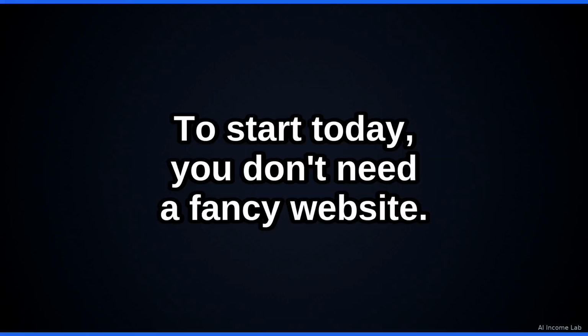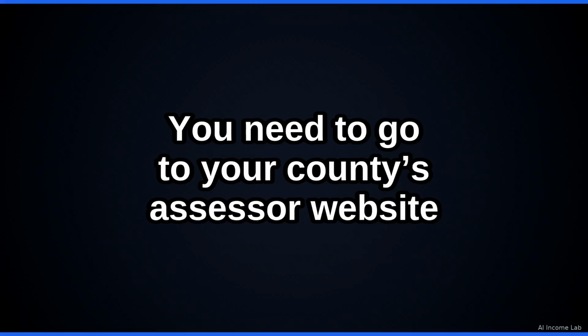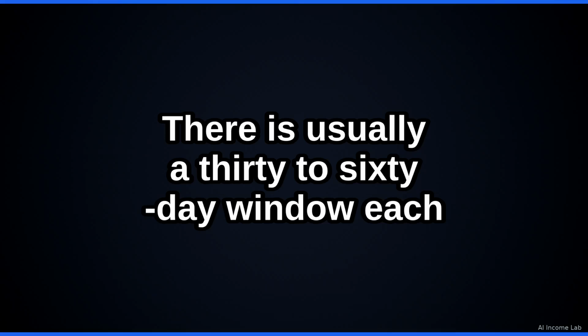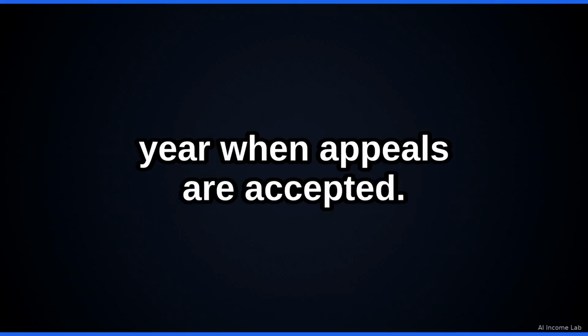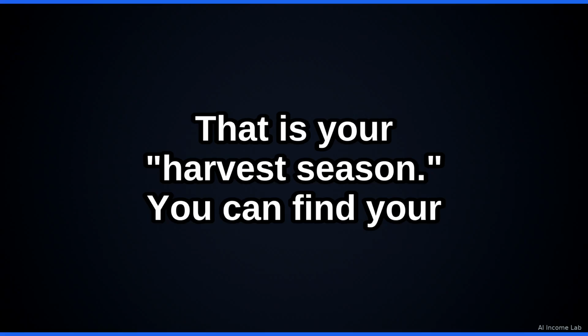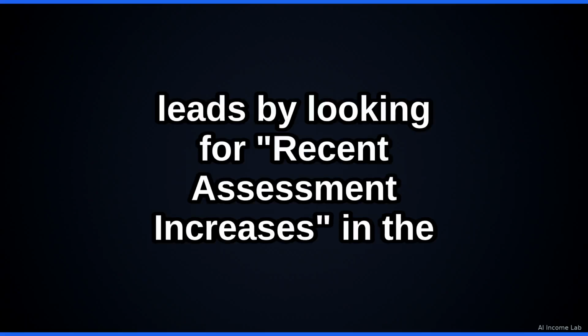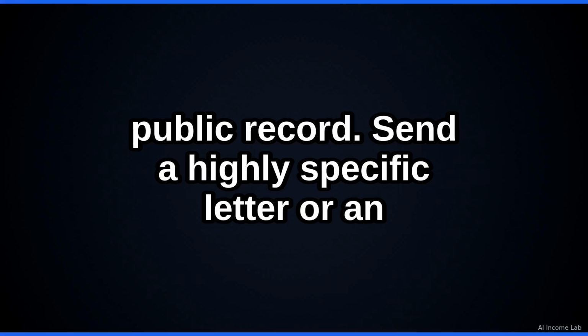To start today, you don't need a fancy website. You need to go to your county's assessor website and download the Assessed Value Notice Schedule. There is usually a 30 to 60-day window each year when appeals are accepted. That is your harvest season. You can find your leads by looking for recent assessment increases in the public record.